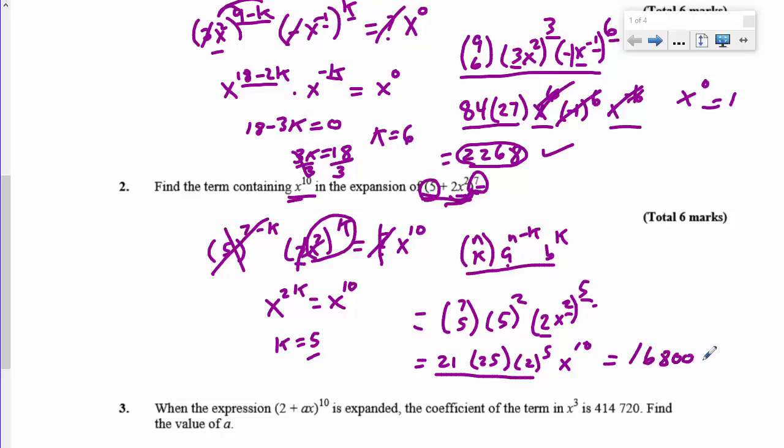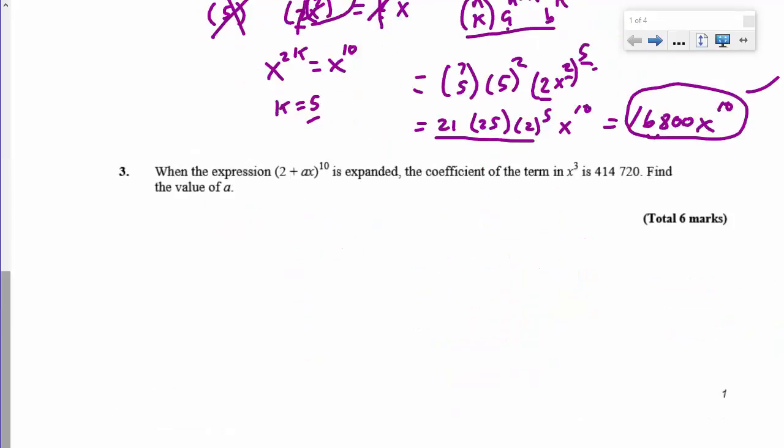16,800, and it's going to be x to the power of 10. So this is the actual answer you're looking for in this question, and that's that. Moving on to this third one.